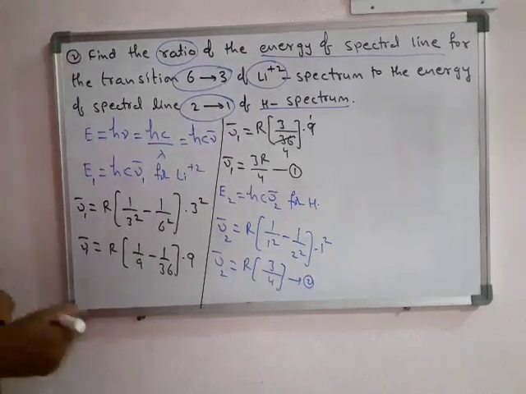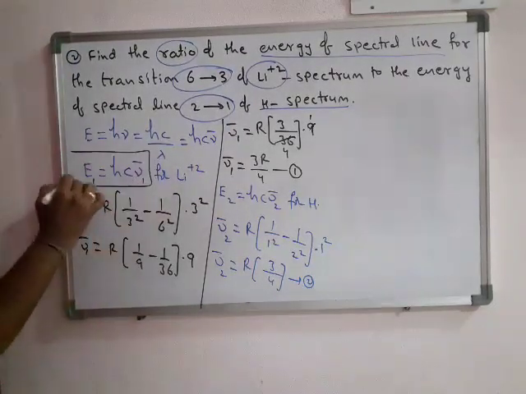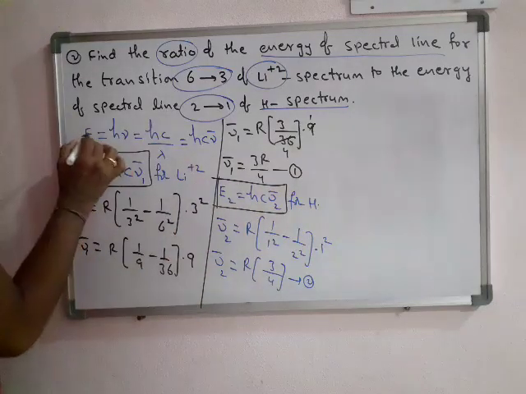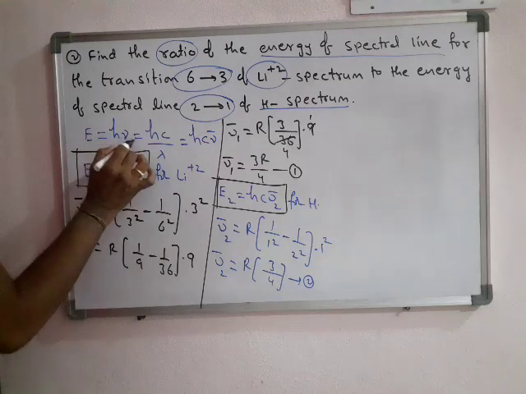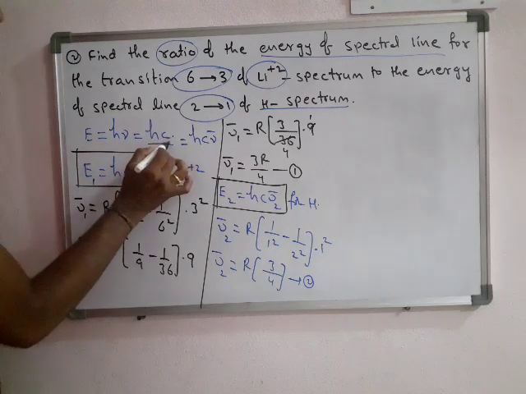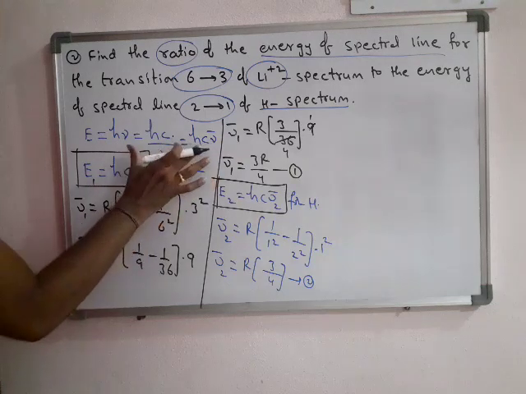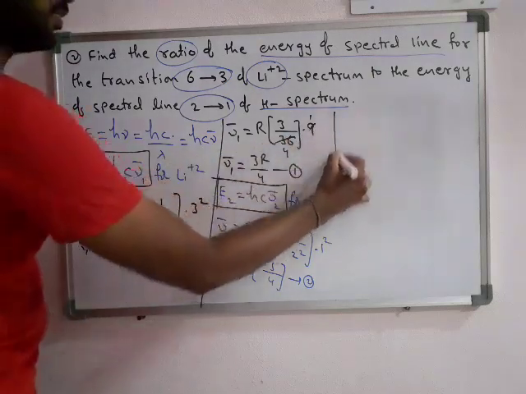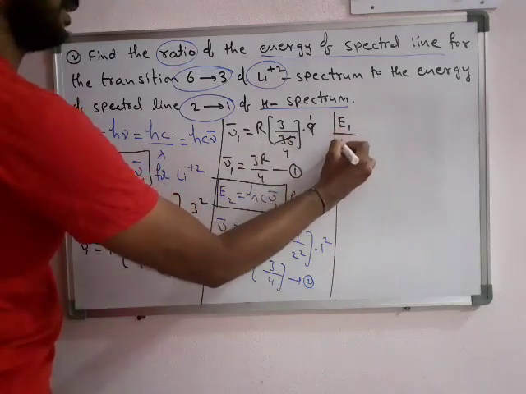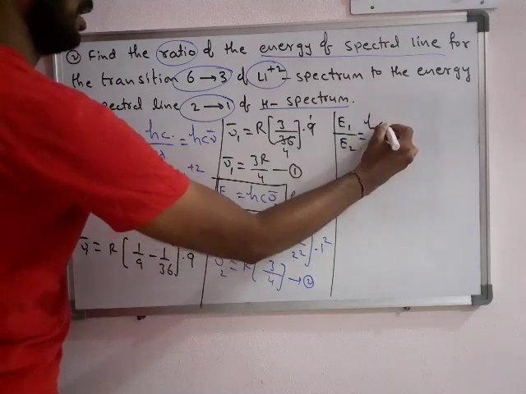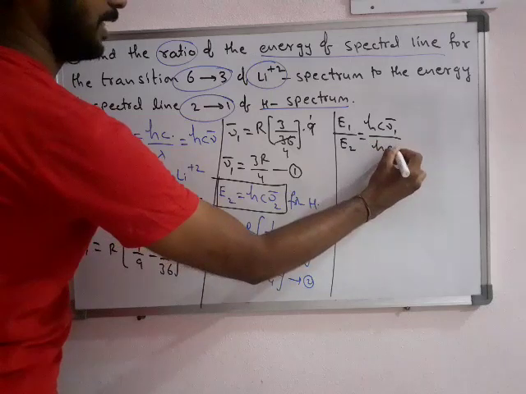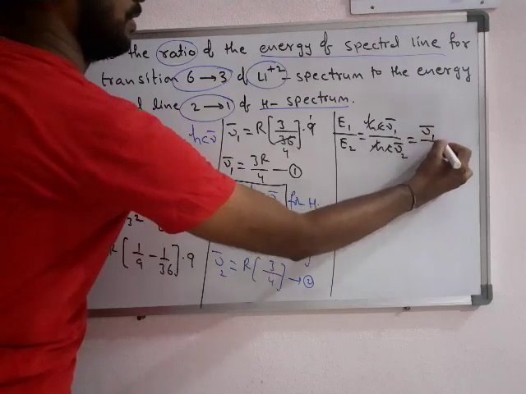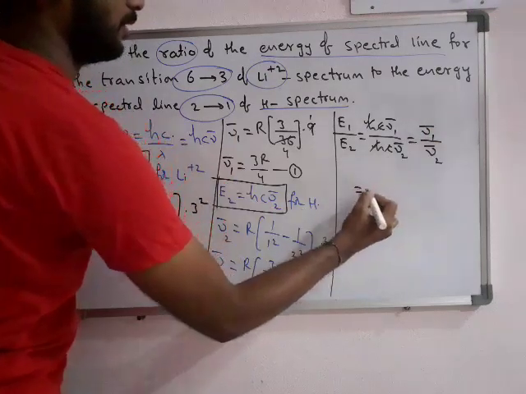But according to these two equations, E1 is equal to hc nu 1 bar, E2 is equal to hc nu 2 bar. We got E equal to h nu, and in the place of nu we can write c by lambda. In the place of 1 by lambda you can write nu bar. So that's why we write the combination E is equal to hc nu bar. So by taking these two as a ratio, E1 by E2 is equal to hc nu 1 bar by hc nu 2 bar. The hc will get cancelled. It becomes nu 1 bar by nu 2 bar. So what is the nu 1?